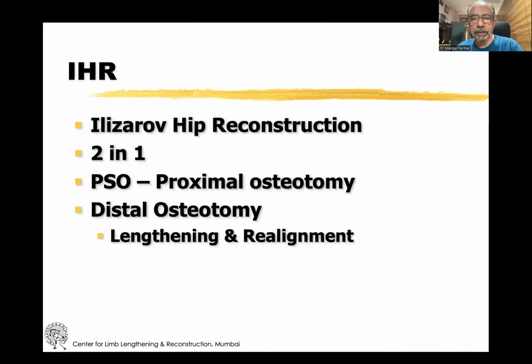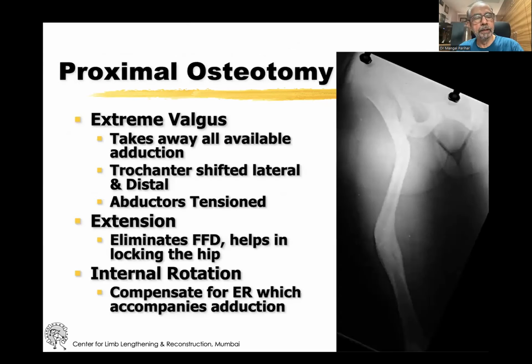It is a regular PSO with a little bit of modifications proximally. And distally, there is an osteotomy which will allow you to do the lengthening as well as the realignment. So the proximal osteotomy essentially is extreme valgus. And the way that this gives you stability is basically you're putting the limb into maximum adduction. That means you take away all the adduction, and therefore the pelvis cannot drop.